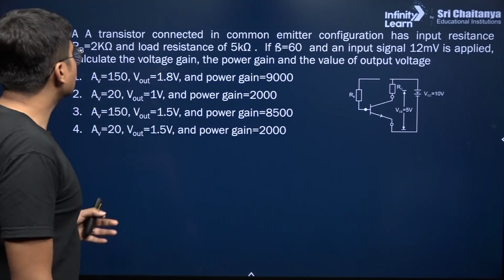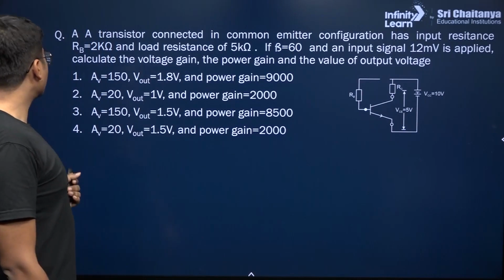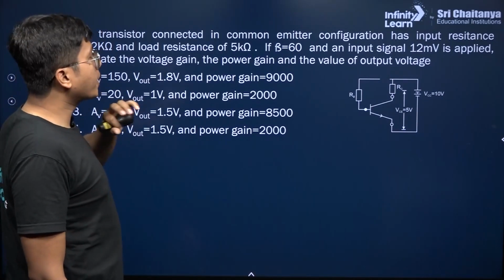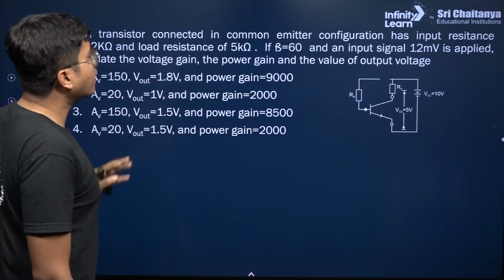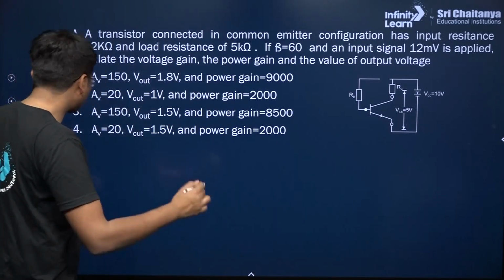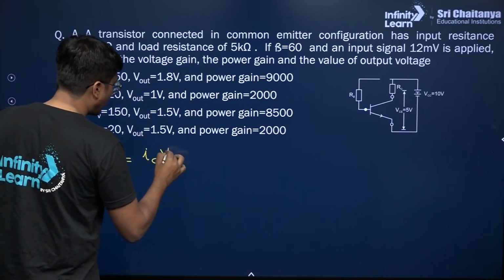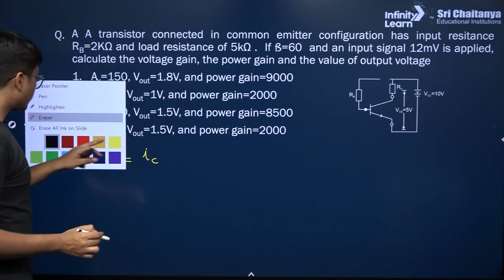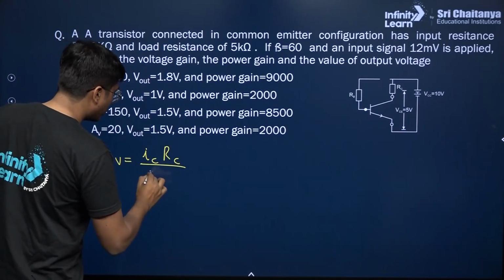Next one, transistor connected in common emitter configuration. Input resistance RB is 2 kilo ohm, load resistance 5 kilo ohm, beta is 60, input signal 12 millivolts, and we need to find voltage gain, power gain, and value of the output voltage. So first up, the voltage gain. Let's start from here. The voltage gain AV would be equal to IC into RC, my bad, would be IC into RC divided by IB into RB.